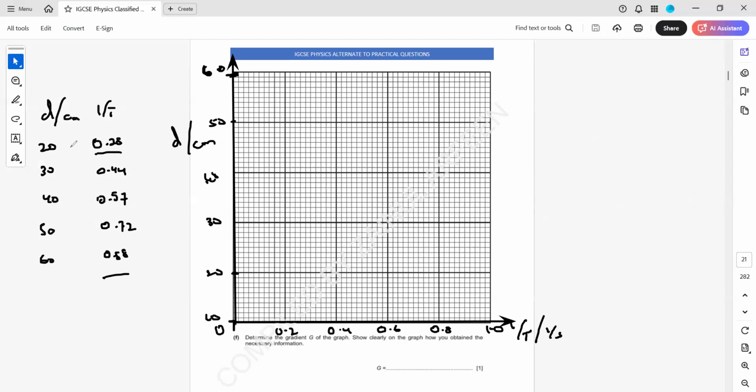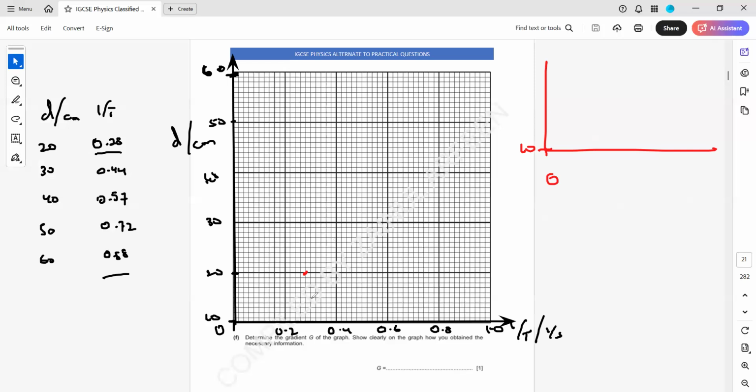What are the results? 20 and 0.28. Yes, because this 0 is for the x-axis and this 10 is for the y-axis. Now plot the results 20 and 0.28. So 20 and 0.28 will be somewhere like 0.24, 0.26, 0.28. So this will be 20 and 0.28. Then 30 and 0.44.